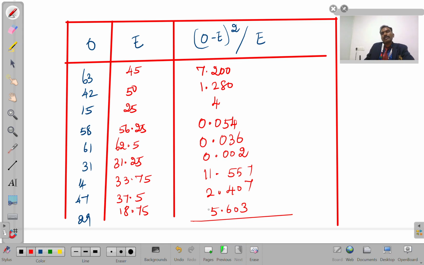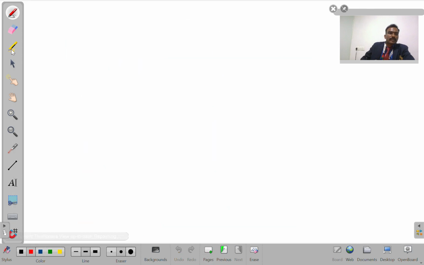Then find the sum of the values. If we sum all these using a scientific calculator, we get 32.14. This will be our chi-square calculated value. So the chi-square calculated value is 32.14. We can note it down.